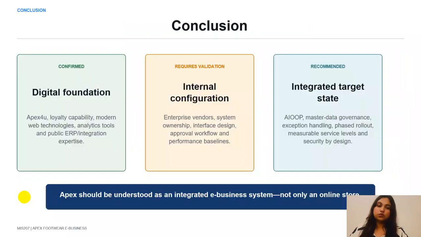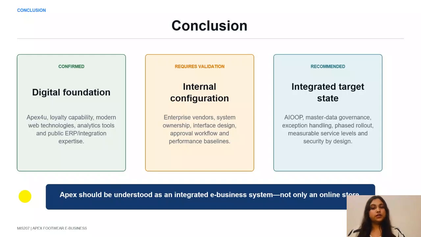Now moving on to the conclusion. Here, our findings are divided into 3 categories. We have evidence for Apex, its loyalty capability, modern public web technologies, analytics tools, and public references to ERP and integration expertise. There are still areas that cannot be confirmed from public evidence. These include specific enterprise vendors, system ownership, interface design, approval workflows, and actual performance baselines.